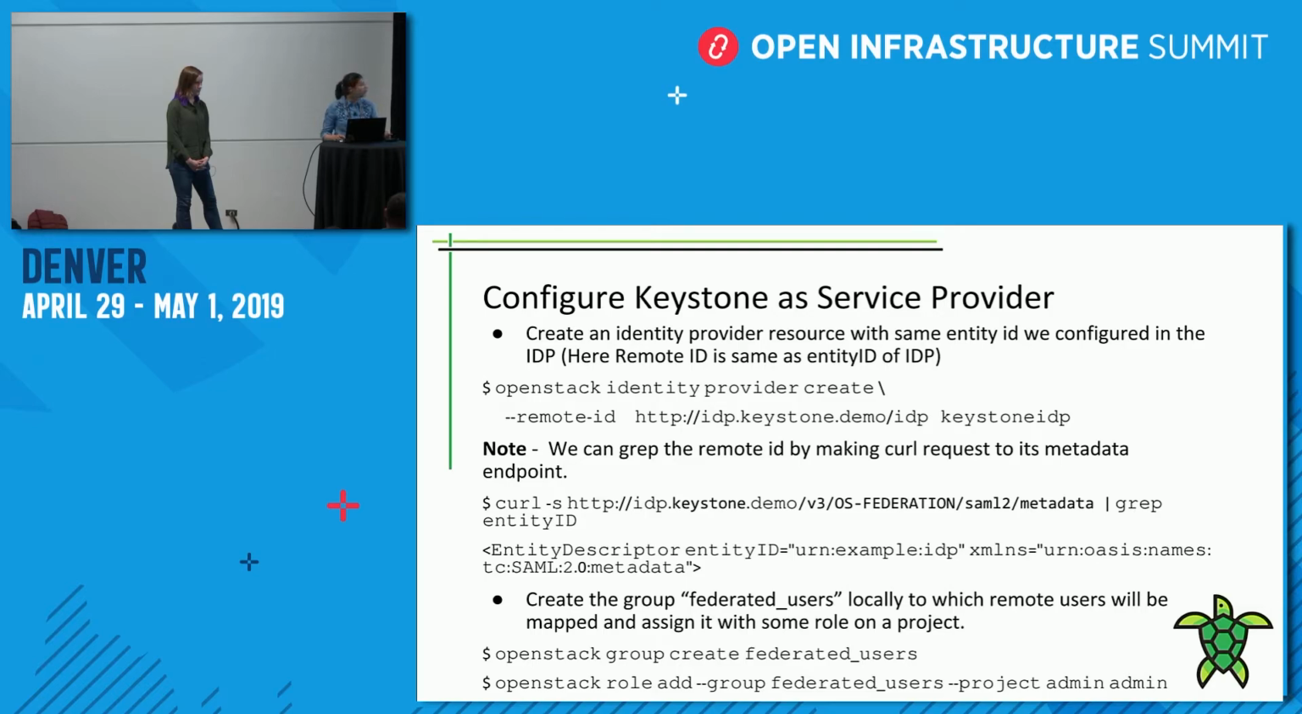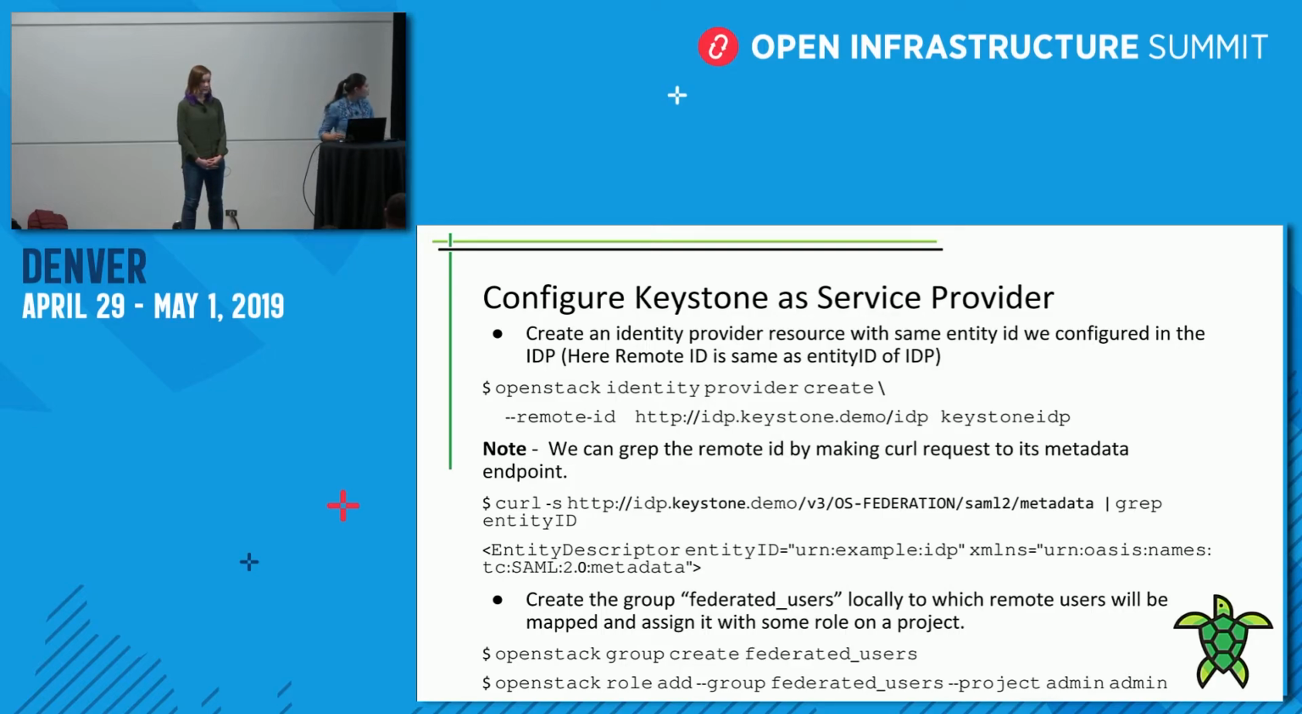Next, we need to configure our second Keystone as the service provider. First, we have to generate an IDP instance, identity provider instance, over the service provider, passing the remote ID of the identity provider, the entity ID which we assigned before to our identity provider. In order to look at what entity ID we provided, we can grab it by making a curl request to the metadata endpoint of the identity provider.